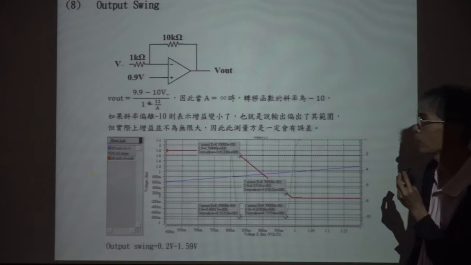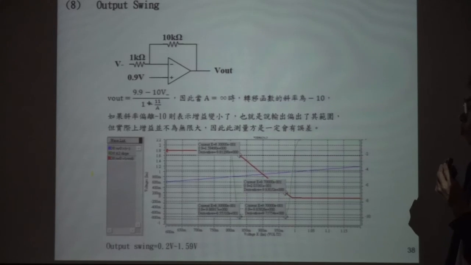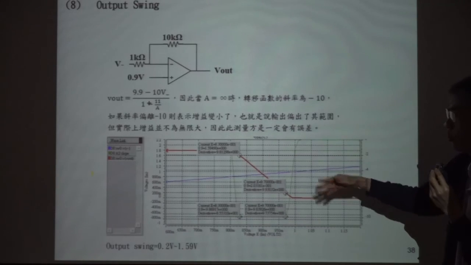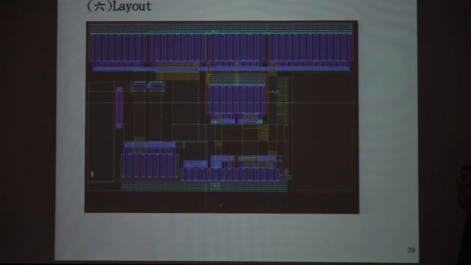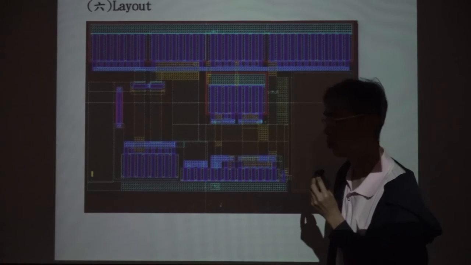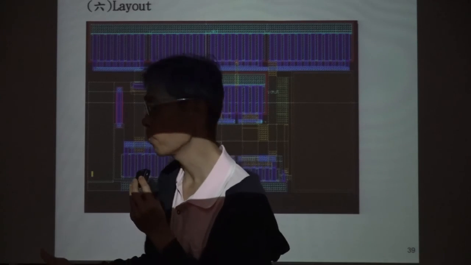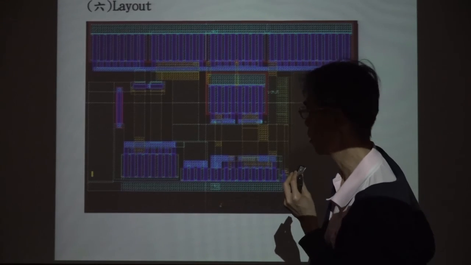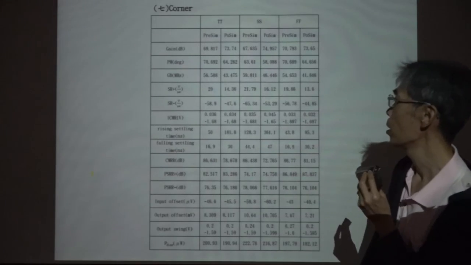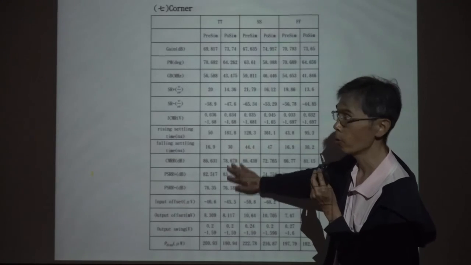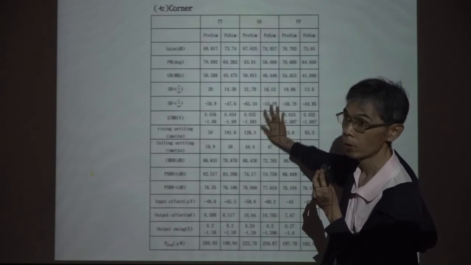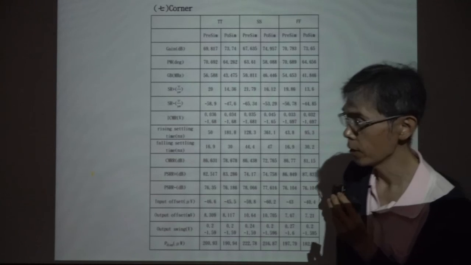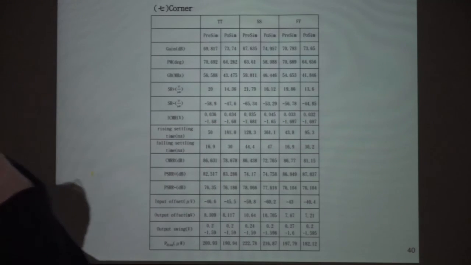Output swing. Okay, follow the steps anyway. Next. So you can do your pre-simulation. After pre-simulation, draw the layout and do the post-simulation. Next. And this is the table you need to have, the corner. Okay, this is what is required next Thursday.